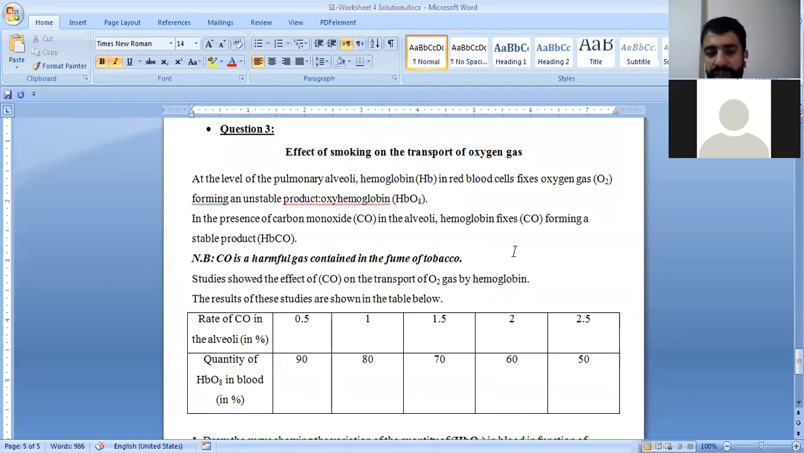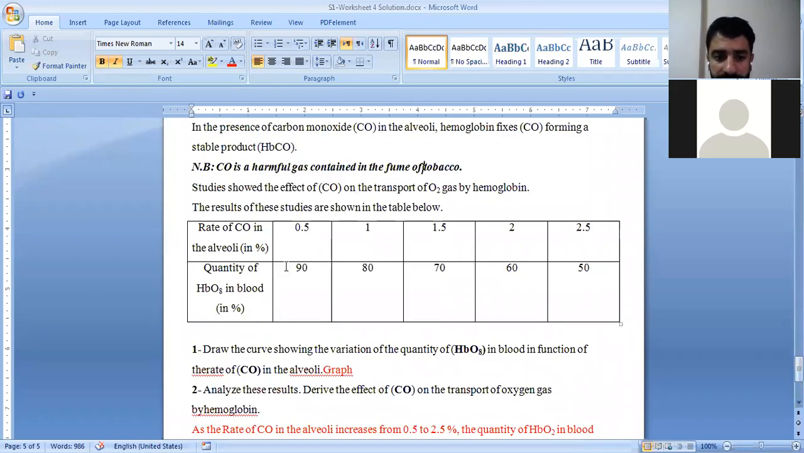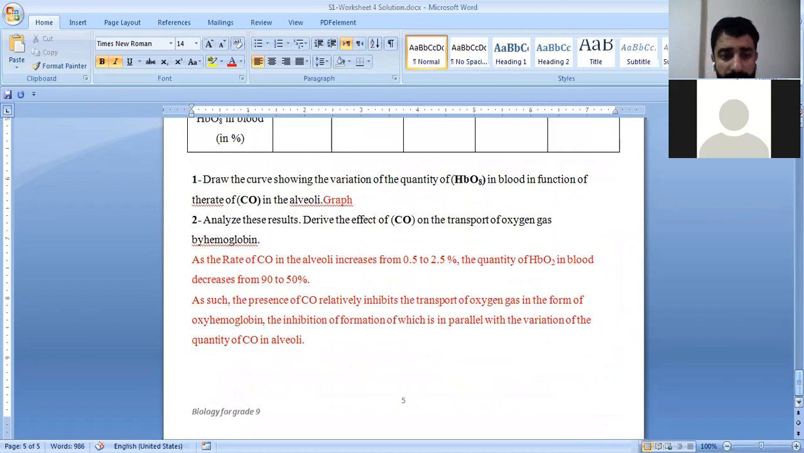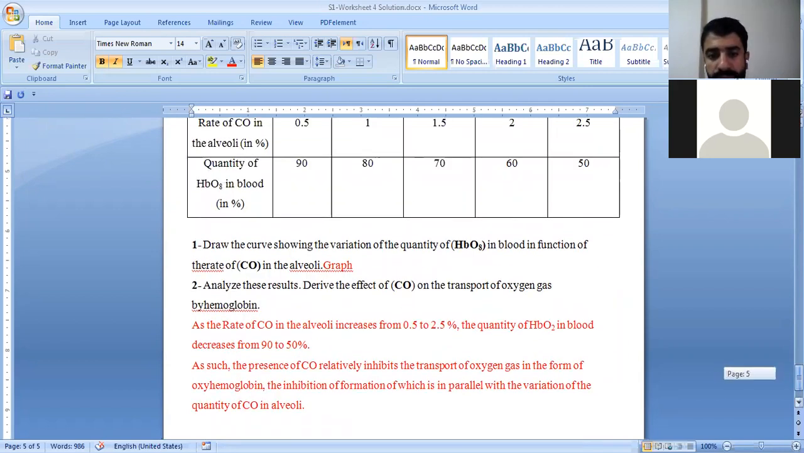Studies show the effect of CO on the transport of oxygen gas by hemoglobin. The results are shown in this table: the rate of CO and the quantity of HbO2. As the rate of CO increases, the quantity of HbO2 decreases. So draw the graph, as I said, using a pencil on graph paper. Question number 2, analyze these results and derive the effect on the transport of oxygen gas.